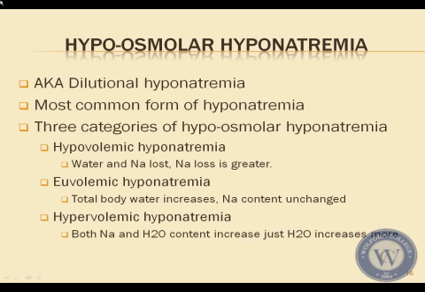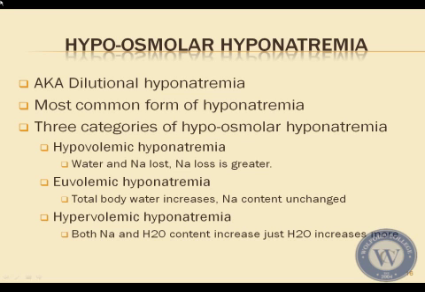On the other hand, the other form of hyponatremia is called hypoosmolar, also called dilutional hyponatremia in many books. It's the most common form of hyponatremia that we usually encounter, and there are basically three categories of hypoosmolar hyponatremia. The first one is hypovolemic hyponatremia, where water and sodium are both lost, so this person's in a dehydrated state, but they're losing more sodium than the amount of water they've lost.